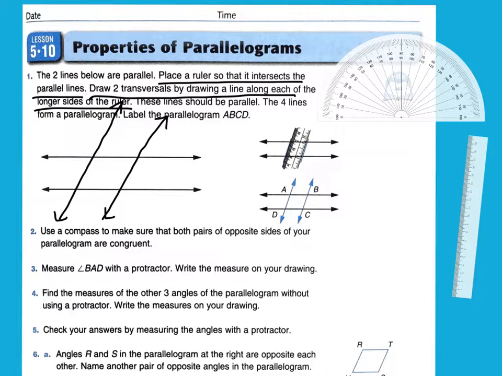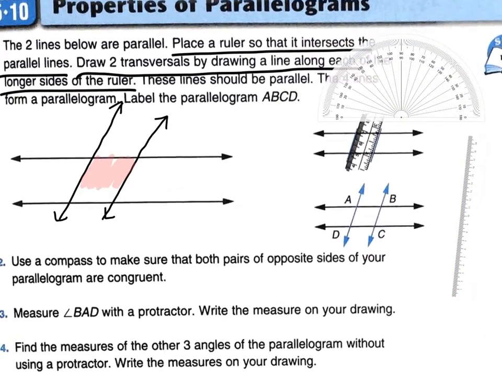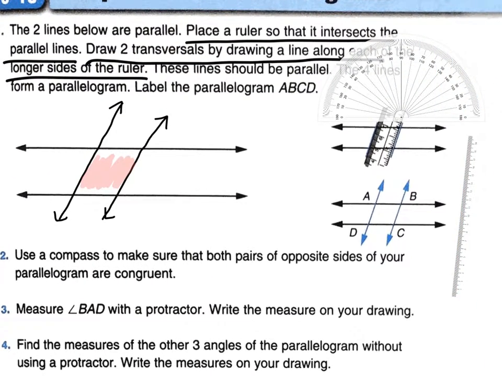Now we can see on the inside here a parallelogram that we created. I'm just highlighting it so you can see what we're talking about. We need to label our parallelogram A, B, C, D. So I'm going to go ahead and do that. A, B, C, D.